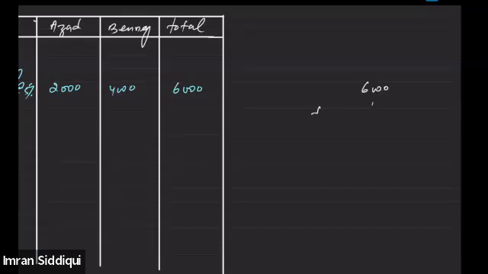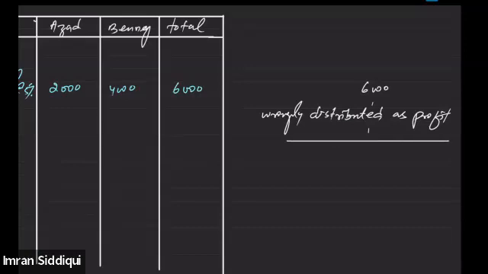6,000 wrongly distributed as profit, right? They must have wrongly distributed it as profit, and this amount must have been distributed among the partners in equal proportion. Why? Because both the partners are equal partners. So Azad must have got 3,000 and Benny would have got 3,000 as well. So both the partners must have got 3,000, 3,000.